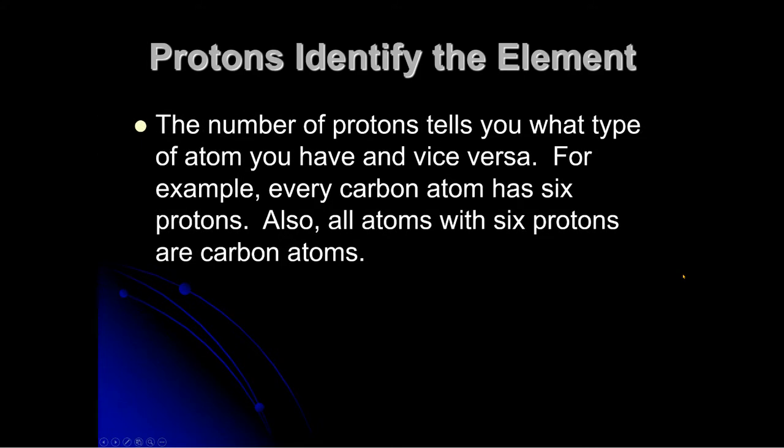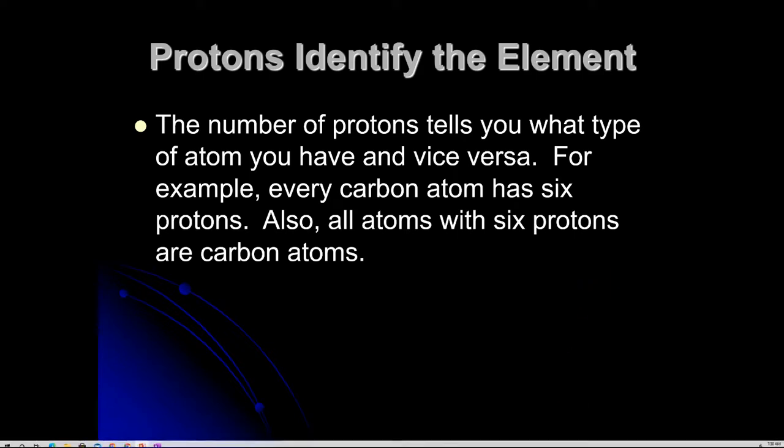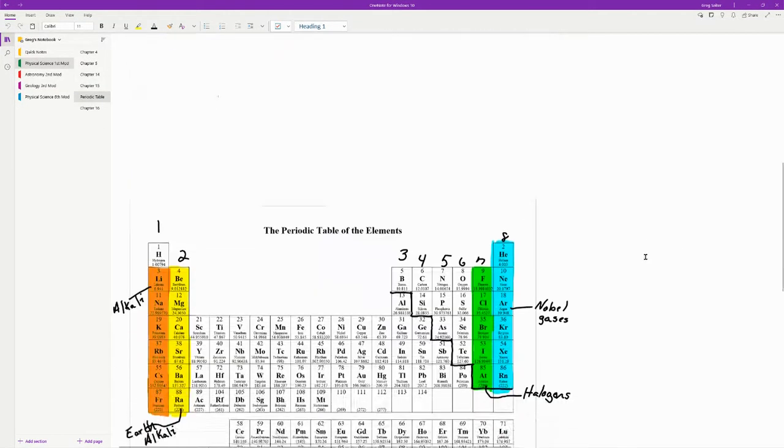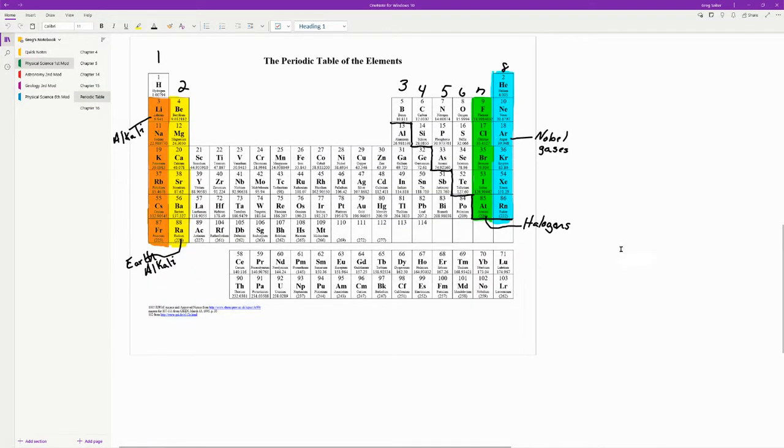Protons identify the element. The number of protons tells you what type of atom you have and vice versa. For example, every carbon atom has 6 protons, and all atoms with 6 protons are carbon atoms. So again, let's pull up our periodic table. This one's a little easier to read. There's not so much writing on it. Right here, carbon is number 6. That's its atomic number, which means it has 6 protons.